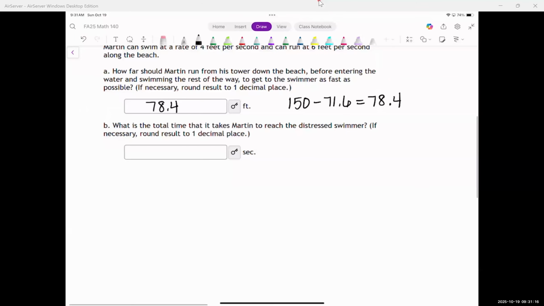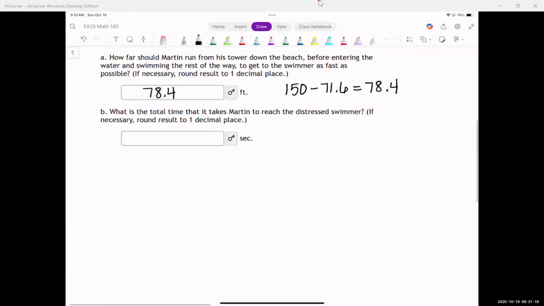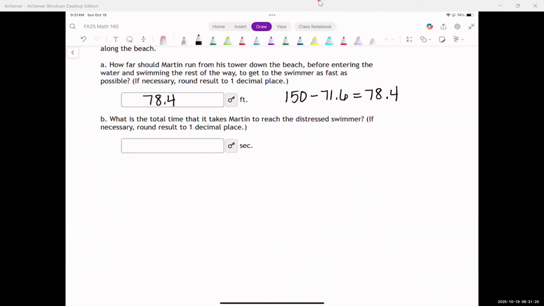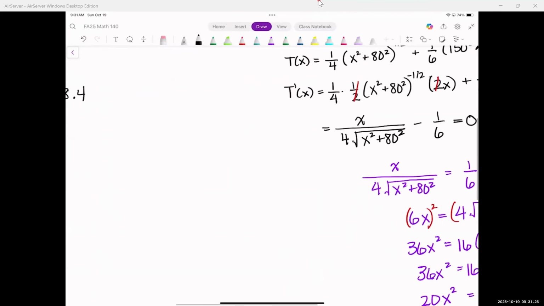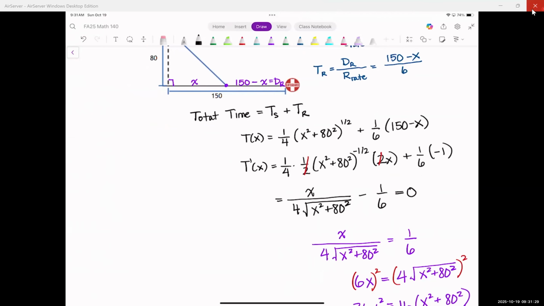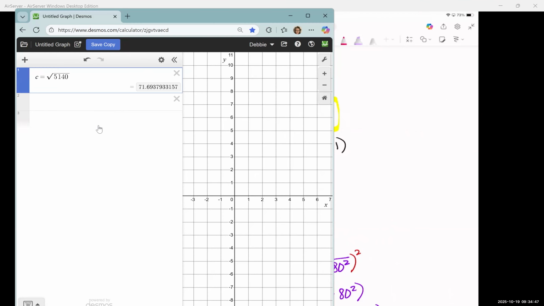The second part of the question asks, what is the total time that it takes Martin to reach the distressed swimmer, rounded to 1 decimal place? So let's go all the way back to the objective function that we found for t in terms of x. So at this point, I would just use Desmos, or you could use your hand calculator. But it'll be a little bit easier with Desmos.